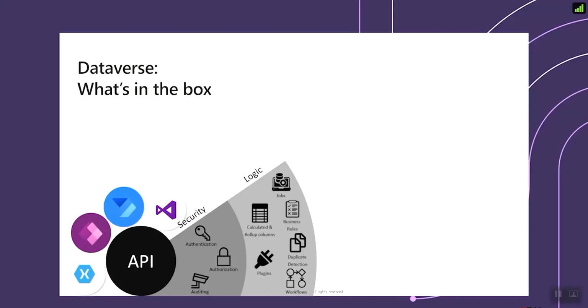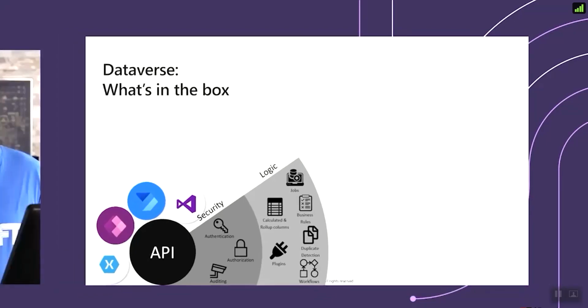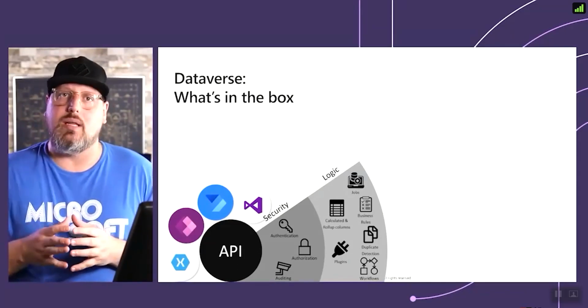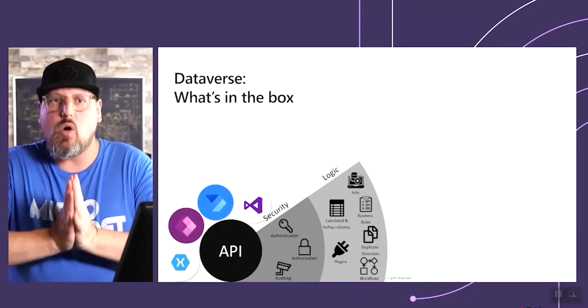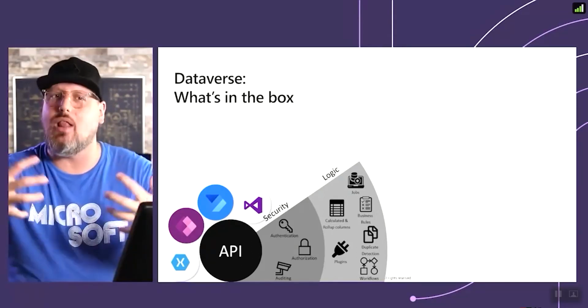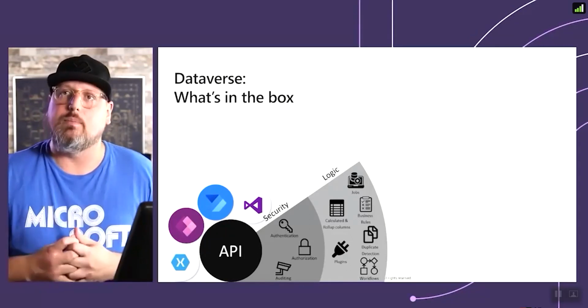You have plugins that you can inject code to do specific tasks. And there's also duplicate detection and workflows to help you work with your data. And the reason why this is important is that in a world where you have app makers and citizen developers, lots of decentralized things will happen.